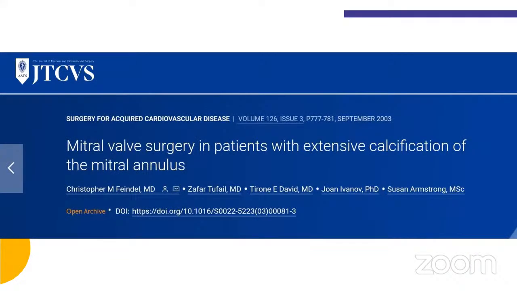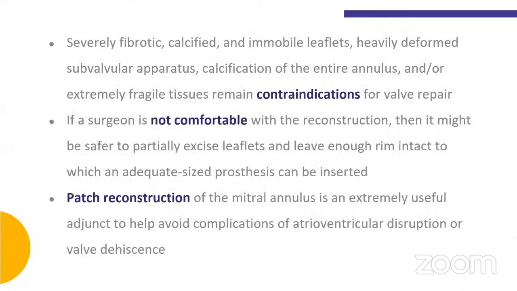Another study published in 2003, mitral valve surgery in patients with extensive calcification of the mitral annulus. They supported the previous one with the decalcification before even deciding for repair or replacement. They concluded that severely fibrotic, calcified, and immobile leaflets heavily deform the subvalvular apparatus, and calcification of the entire annulus and/or extremely fragile tissue remain a contraindication for valve repair.